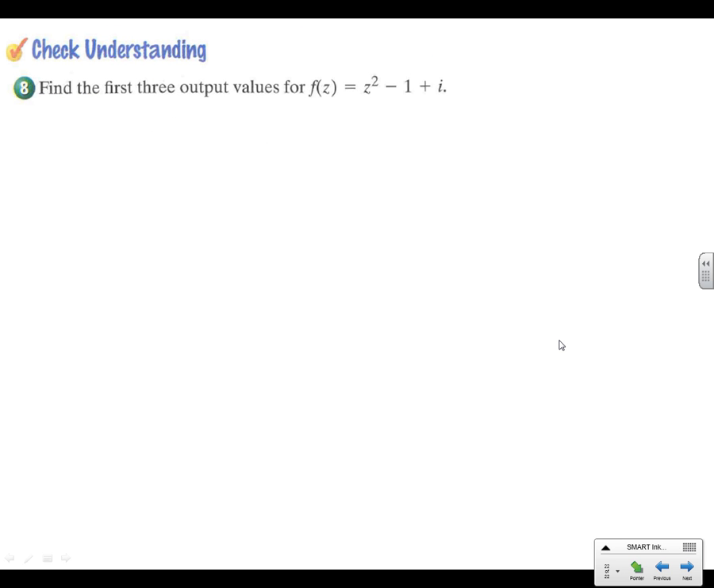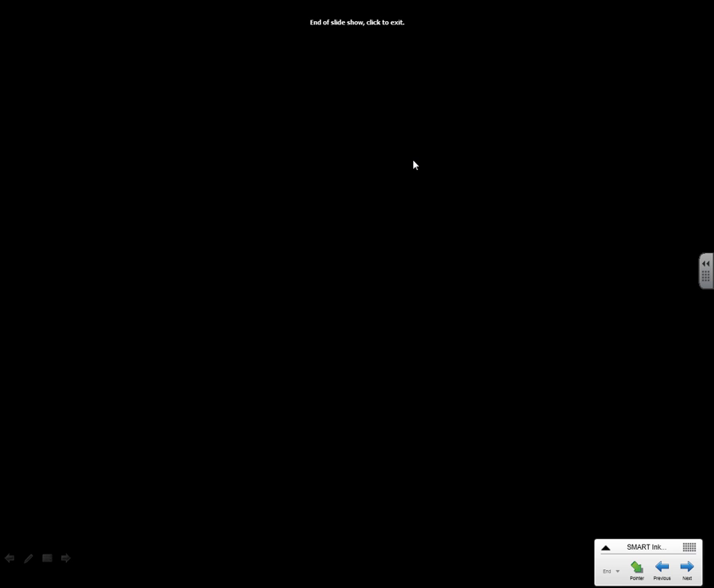And so you can do something similar here for 8. All right? Plug in 1, 2, and 3 for z and see what happens. Clean it up. That's it. Any questions? Ask me tomorrow in class.